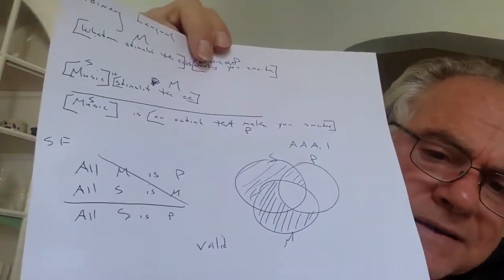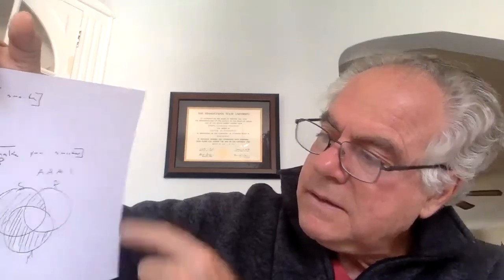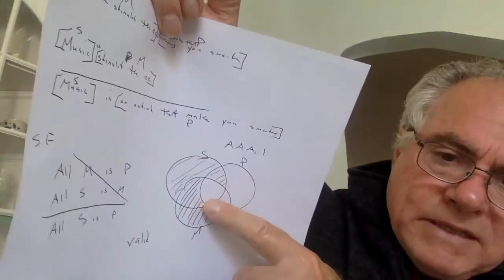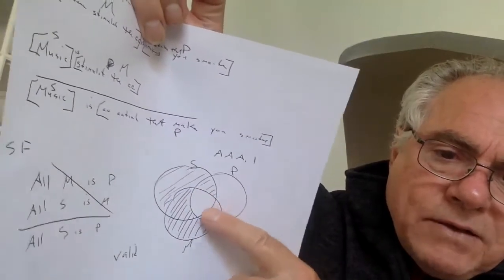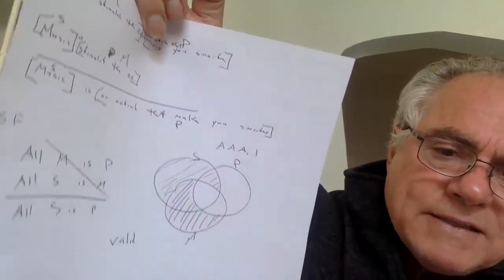Well, all S is P. All the S's that exist in that space right there, see that space is empty. That means if there are any S's, they're going to be P's. Those are S's and they cross with P's. All the S's are crossed out except for the S's that are P's. So that means it's valid.